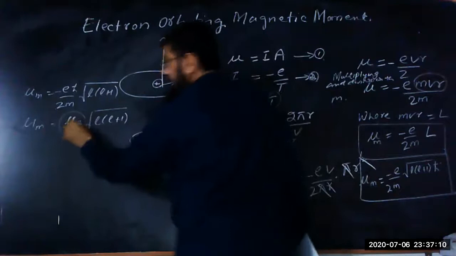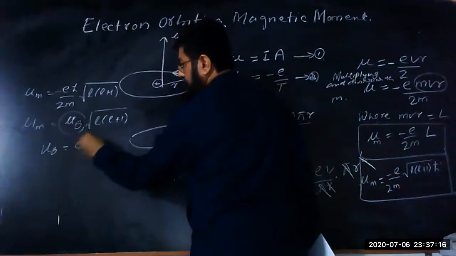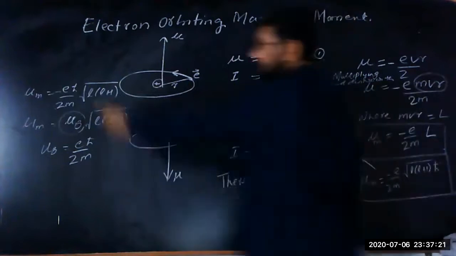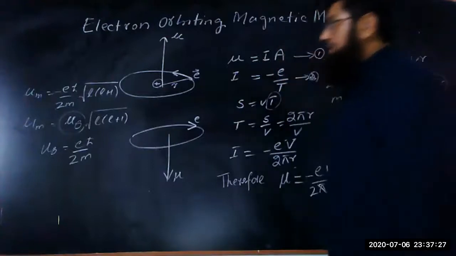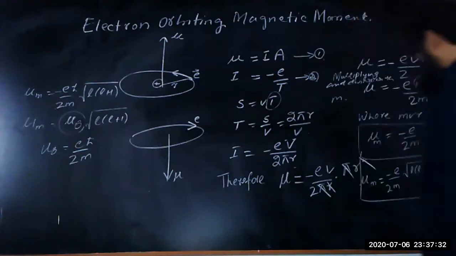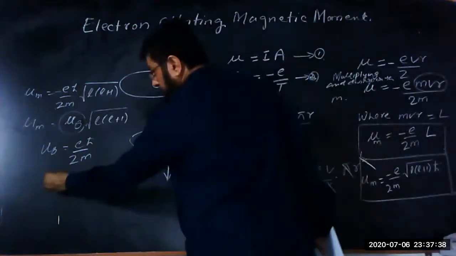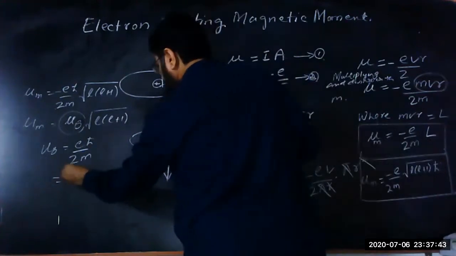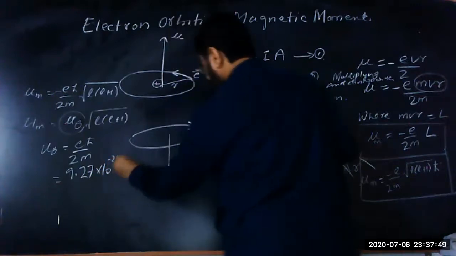This μB is known as the Bohr magneton, which is equal to eħ over 2m, a constant quantity. e is constant, ħ is constant, 2m is constant, where m is the mass of the electron, ħ is equal to h upon 2π, and e is the charge of the electron. Since the whole thing is constant, if you substitute its value, you will get 9.27 × 10^-24 joule per Tesla.